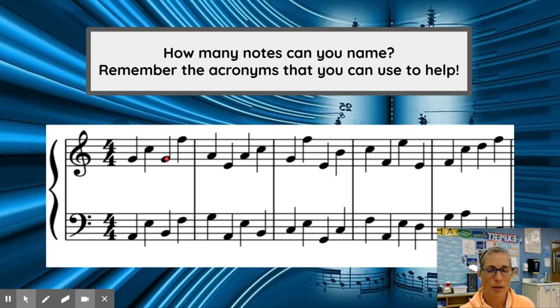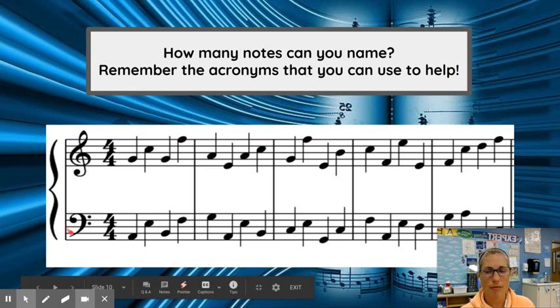Here we have a line note in the treble clef. It's on the second line. So we use every good boy deserves fudge. So this note is a G. Here we have this note here on the top line in the treble clef. So we count up from the bottom. Every good boy deserves fudge. So those are some treble clef notes, and you can practice the rest in your own slideshow.